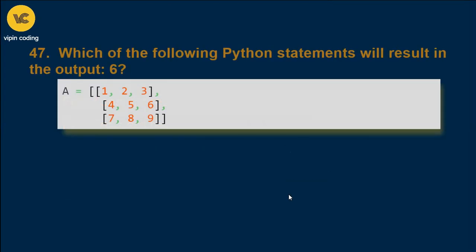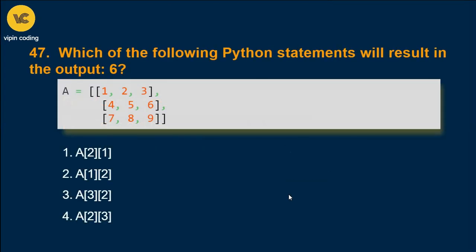Our next question is, which of the following Python statements will result in the output 6? This is a little bit program. Our options are A[2][1], A[1][2], A[3][2], A[2][3]. Which one gives us the output 6 from this program?